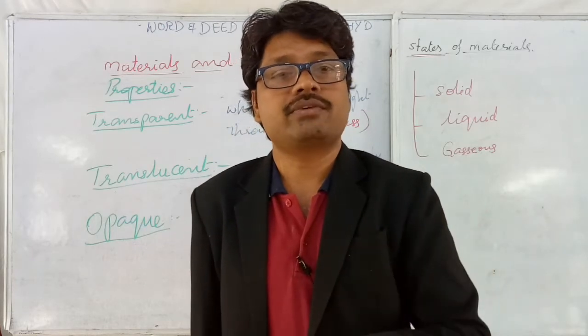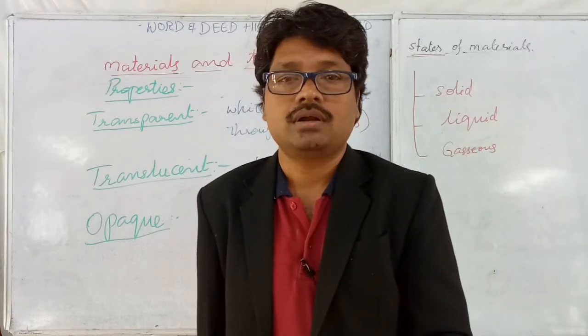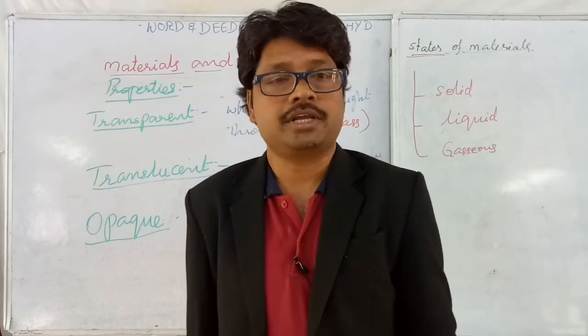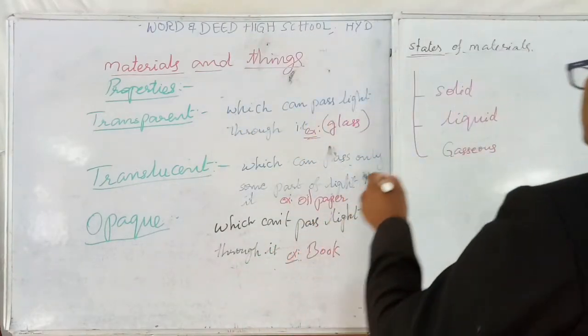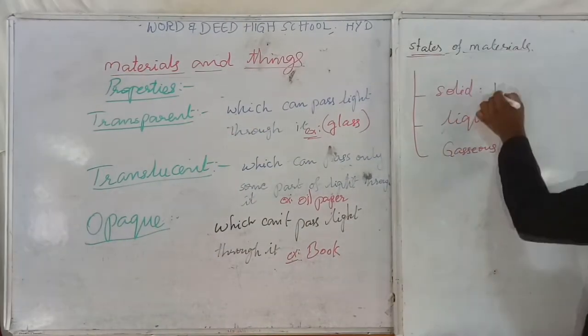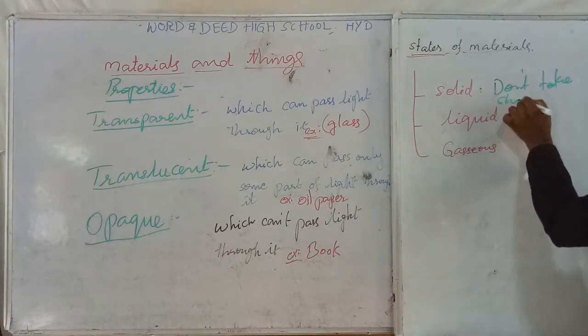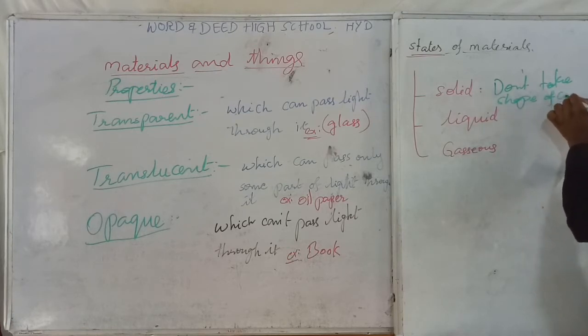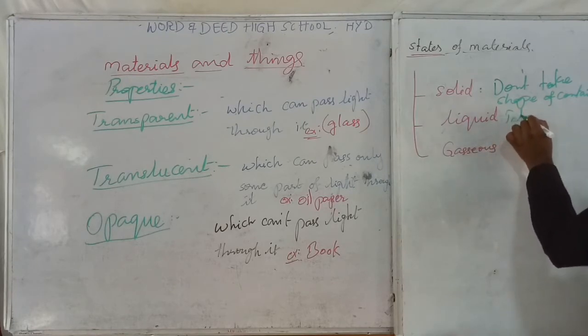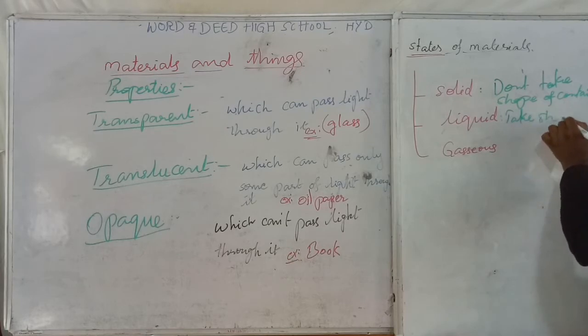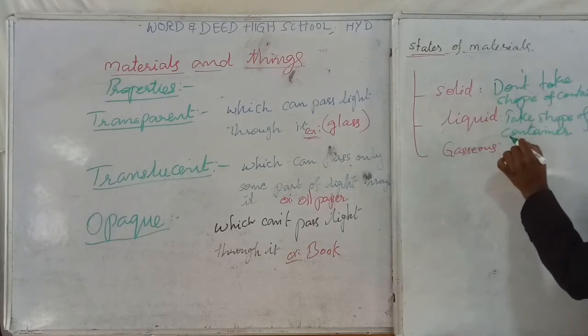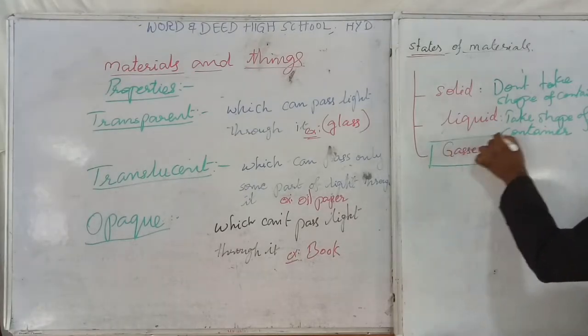And if you take a liquid like water in a container, that water takes the shape of that container. On the whole, you have to understand: solids do not take the shape of the container, liquids take the shape of the container, and then the gaseous form of the materials.